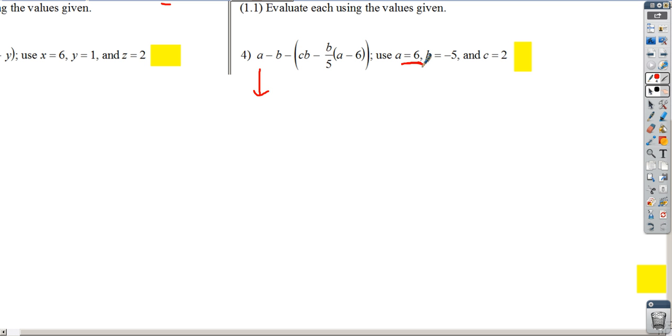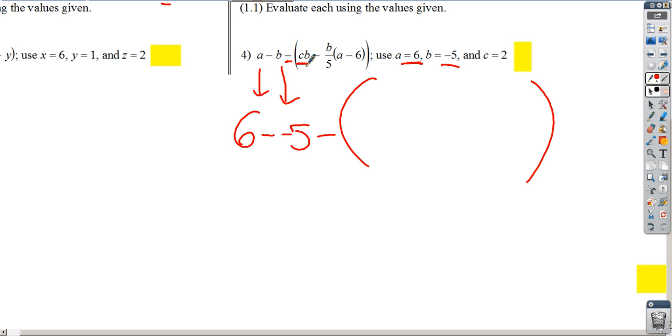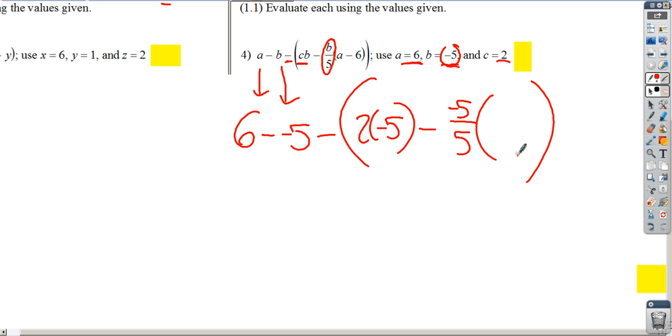A is equal to 6, so we're going to go down the line plugging these numbers in. B is equal to negative 5. We have that minus there, and then this enormous parentheses. C times B would be 2 times negative 5, so we plug that in. Minus B over 5, and B is negative 5, so negative 5 over 5. Then the inner parentheses with A minus 6, which is 6 minus 6.